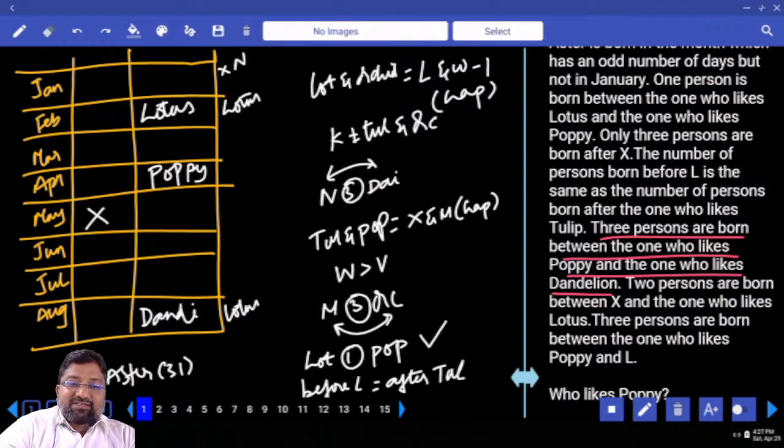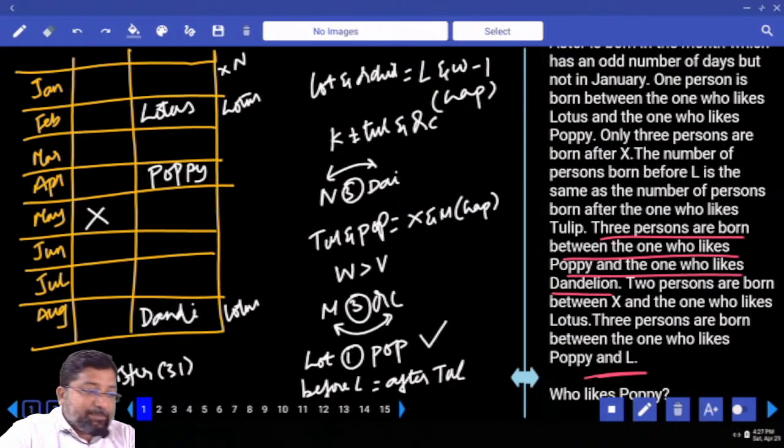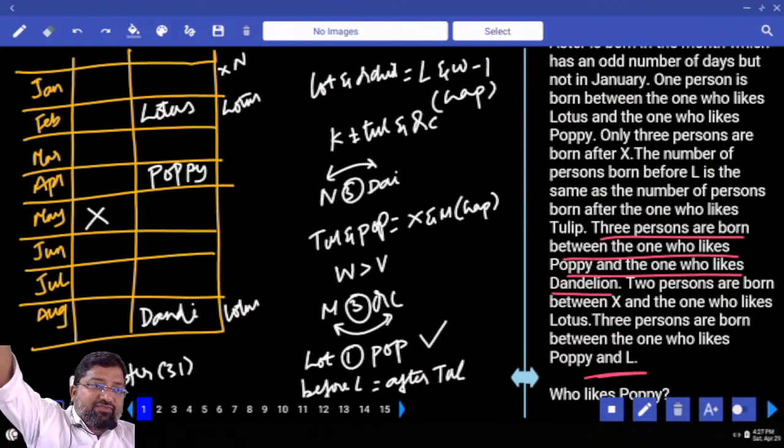Dandelion. Next, from lotus we fix poppy. From poppy you can also fix L. How many people between this? 3 persons between poppy and L. Can it go above? It has to be below.